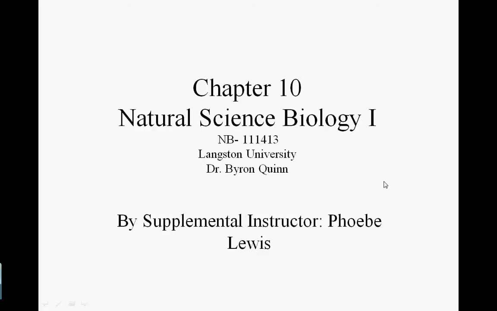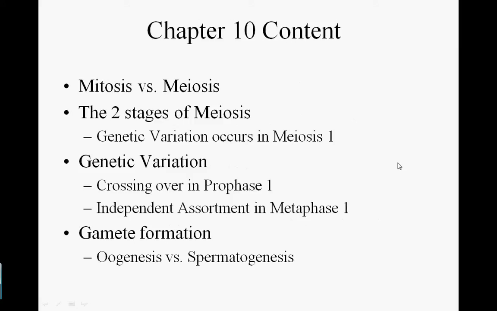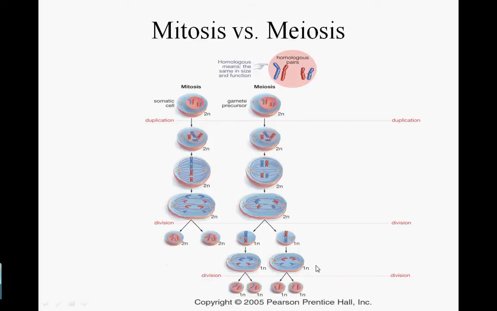This review video is going to talk about Chapter 10. Remember, Chapter 10 was meiosis. So first we're going to hit on the differences between mitosis and meiosis, the two stages of meiosis, and focus on the fact that genetic variation occurs in meiosis 1. We're going to talk about the causes of genetic variation, crossing over, which occurs in prophase 1, and independent assortment, which occurs in metaphase 1. And then we're going to briefly discuss gamete formation, oogenesis, and spermatogenesis.